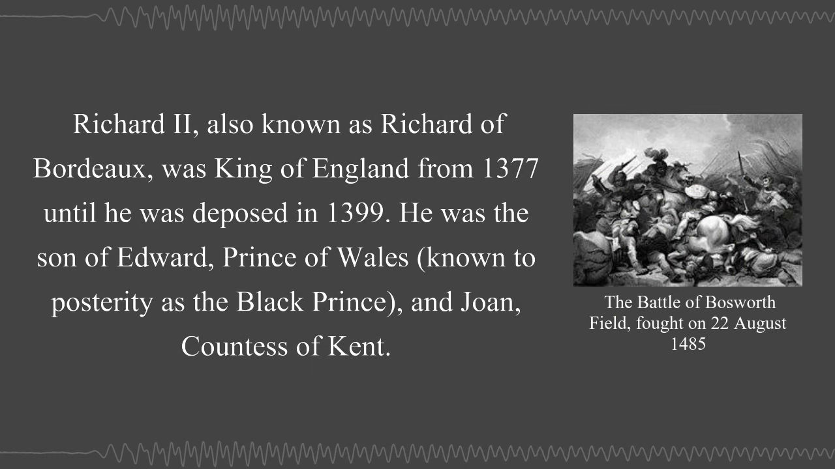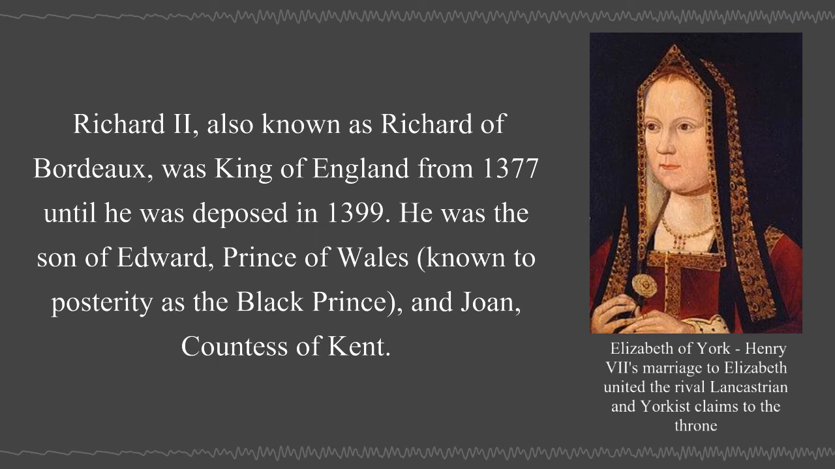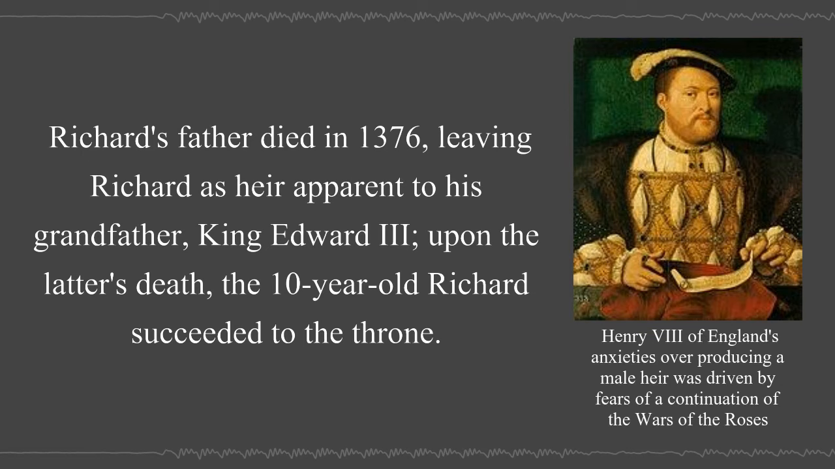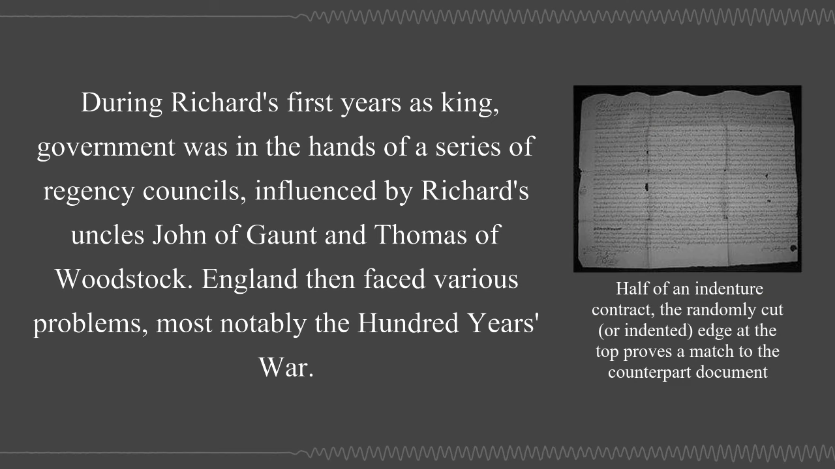Richard II, also known as Richard of Bordeaux, was King of England from 1377 until he was deposed in 1399. He was the son of Edward, Prince of Wales, known to posterity as the Black Prince, and Joan, Countess of Kent. Richard's father died in 1376, leaving Richard as heir apparent to his grandfather, King Edward III. Upon the latter's death, the 10-year-old Richard succeeded to the throne. During Richard's first years as king, government was in the hands of a series of regency councils influenced by Richard's uncles John of Gaunt and Thomas of Woodstock.